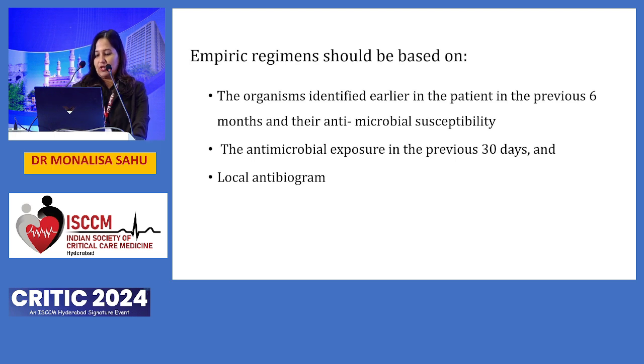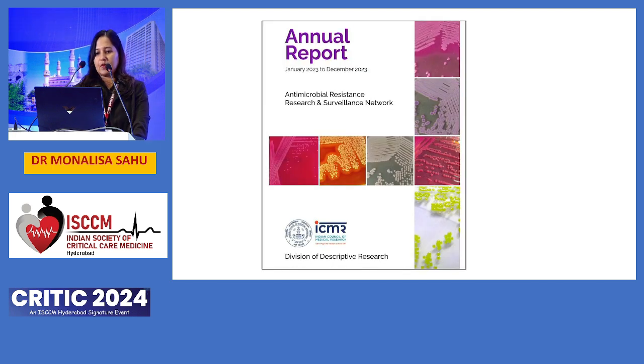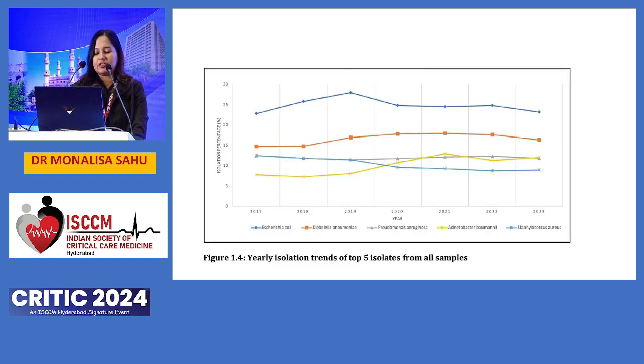So coming to the ICMR data, the annual report which was published in 2023, which shows what are the organisms that are prevalent in our settings. The most common organisms that we come across are the Klebsiella and the E. coli being the two most common ones. And this pattern has been there since 2017. And the Acinetobacter is only the third organism, or at least maybe equivalent to the Pseudomonas, the third or the fourth organism. So in our setting, it is not the Acinetobacter that we're mostly concerned with.